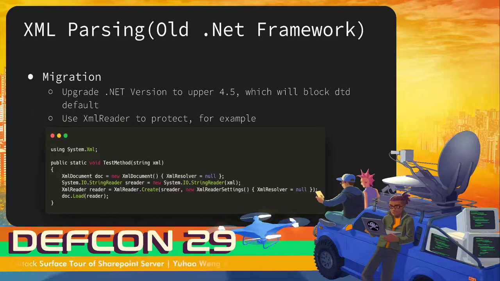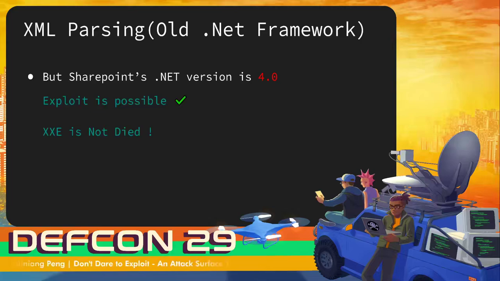In order to address the huge problem caused by XXE, Microsoft recommends that users use XmlReader to read XML text before loading and prohibit the parsing of external entities, or upgrade to a higher version of the .NET Framework, which will not parse external entities by default. But when we checked SharePoint, we found that the .NET version of SharePoint 2019 is 4.0, which means that we are likely to find an XXE vulnerability in it. Here is our finding of XXE.